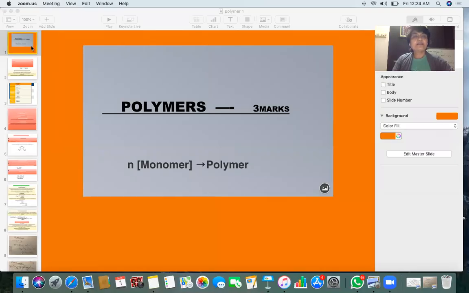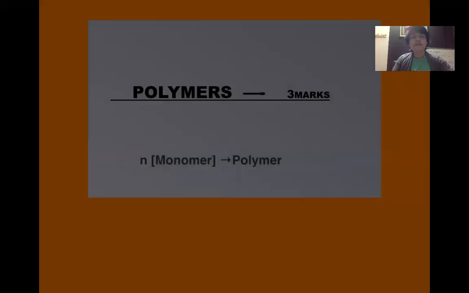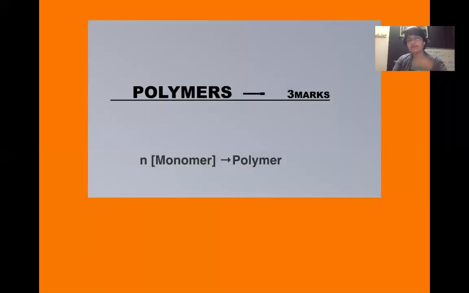Good morning. We'll start here with the polymers topic. From the polymers topic, you will get 3 marks questions. And what this word stands for, you can check it. Polymers means a number of monomers that combine through covalent bond formation.